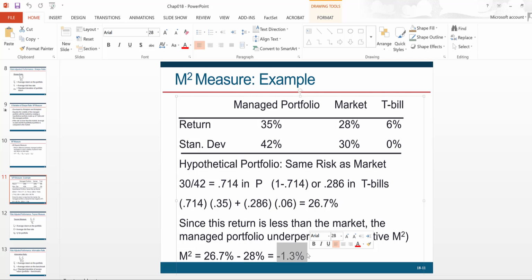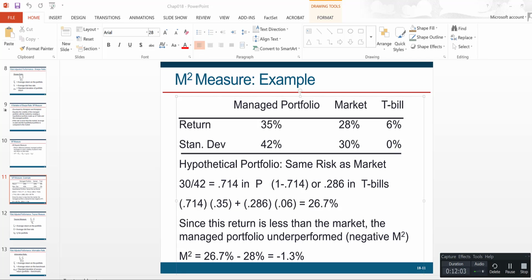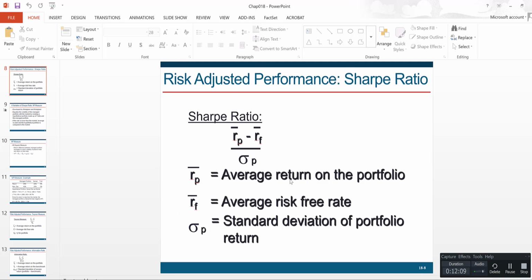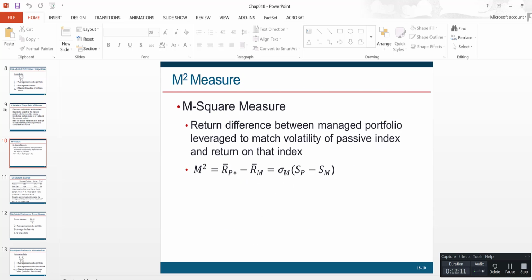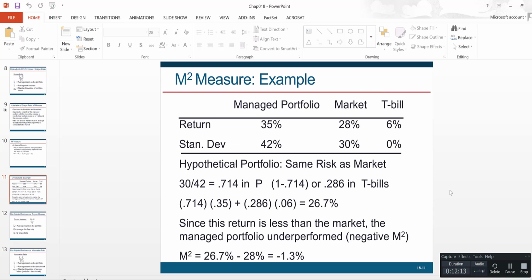So M2 is minus 1.3, and negative M square implies underperformance. Positive M square would imply that the portfolio outperformed, right? So if you use the Sharpe ratio, you're going to get a similar result. If you compare the Sharpe ratio of this portfolio with that of the benchmark, you will see the same thing, that the Sharpe ratio of this portfolio is lower than the market, right?